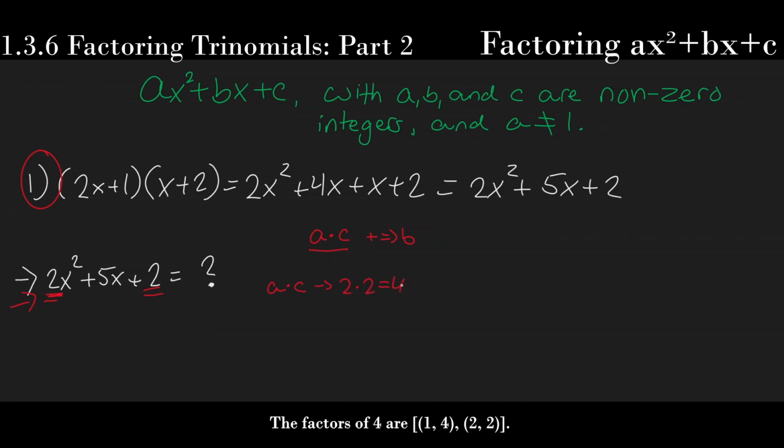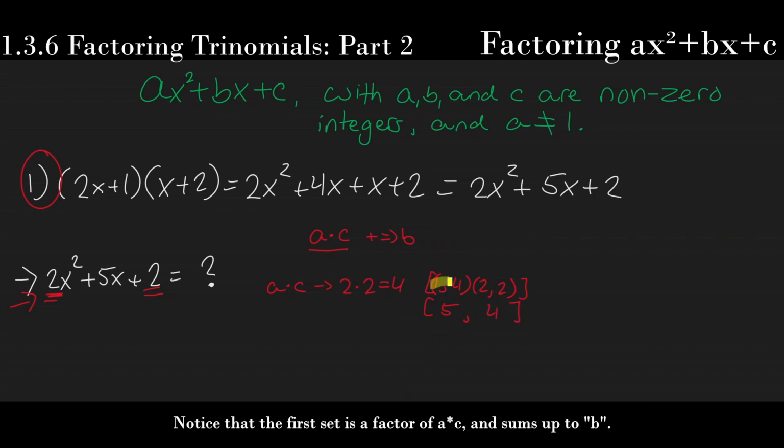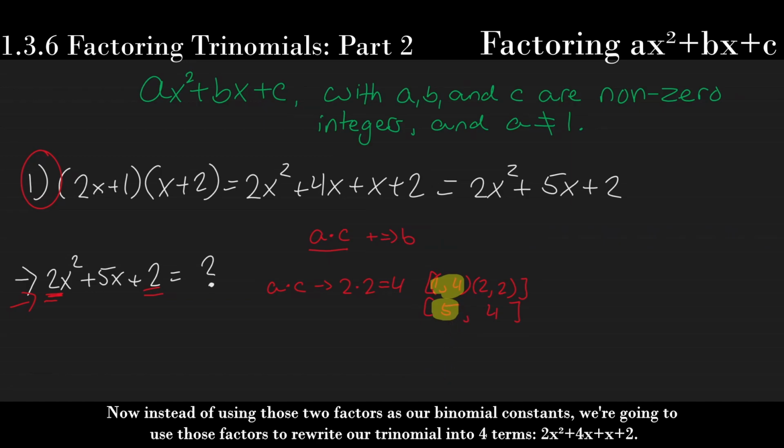4. The factors of 4 are 1 and 4 and 2 and 2. The sums of each of these sets of factors are 5 and 4. Notice that the first set is a factor of a times c and sums up to b. That's our factor. Now, instead of using those two factors as our binomial constants, we're going to use those factors to rewrite our trinomial into 4 terms.